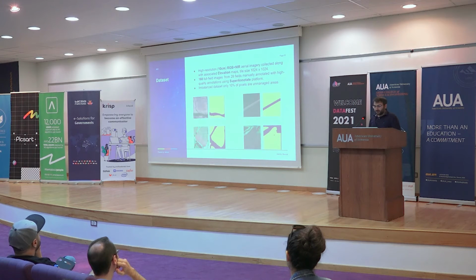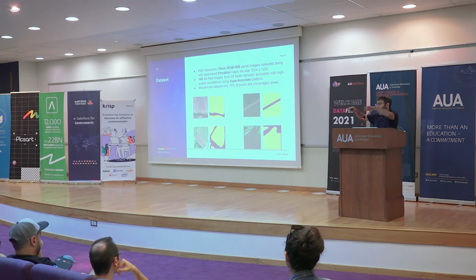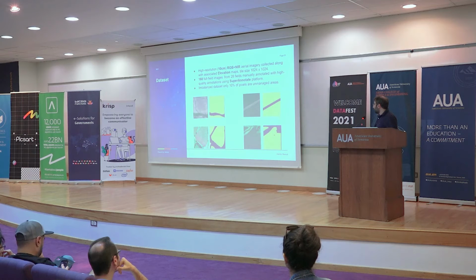About the data set that we use, our annotators annotated around 28 fields throughout the whole season. We used RGB plus near infrared plus elevation. Here the elevation makes things easier because close to these waterways, as you have seen, there is a relief change, so it helps. We quite often use the SuperAnnotate platform, and the data is kind of imbalanced because only 10% of the data is non-managed areas. You can see some samples from the training set.